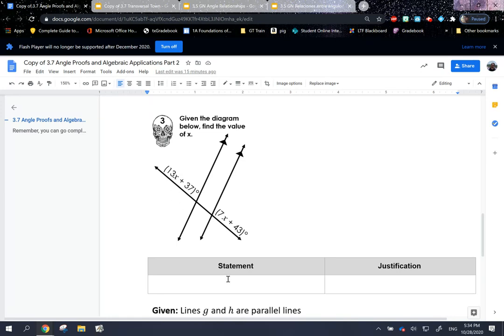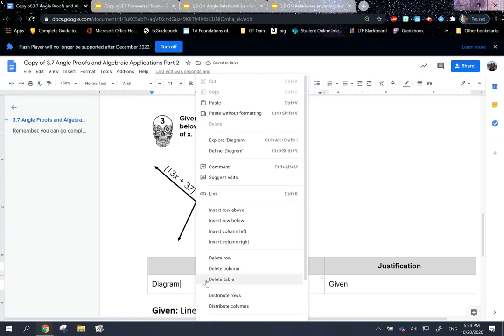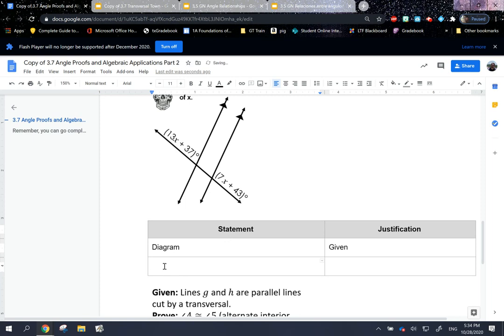So with this information, we can begin our proof. So always remember my first justification is always given. And what am I given? According to the question, given the diagram below, I'm given the diagram. So I'm going to write diagram here. I'm going to add another row. You can right click and then insert row below. And we said that these two are consecutive exterior angles. So we can put that down as our justification because that's what we're going to use for writing out the equation. Remember, our step now is to write out the equation.